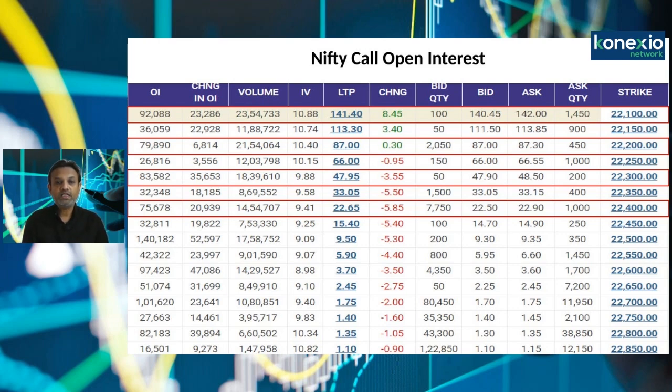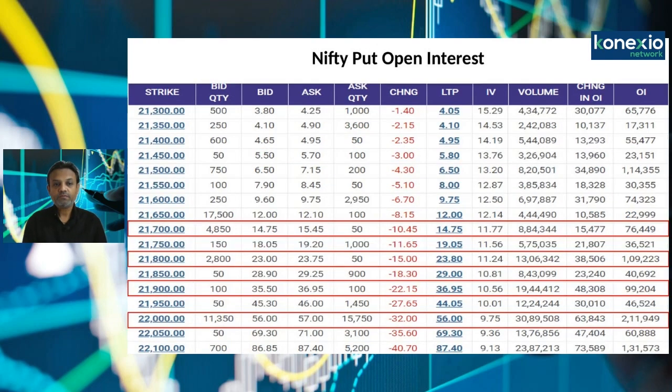So now friends, let us discuss the Nifty put data. In Nifty puts, the action was seen in 22,000 puts, 21,900 puts, 21,800 and 21,700 puts. The option premiums were slightly negative. Implied volatility is between 9.75 and 11.77. It is also in a comfort zone.